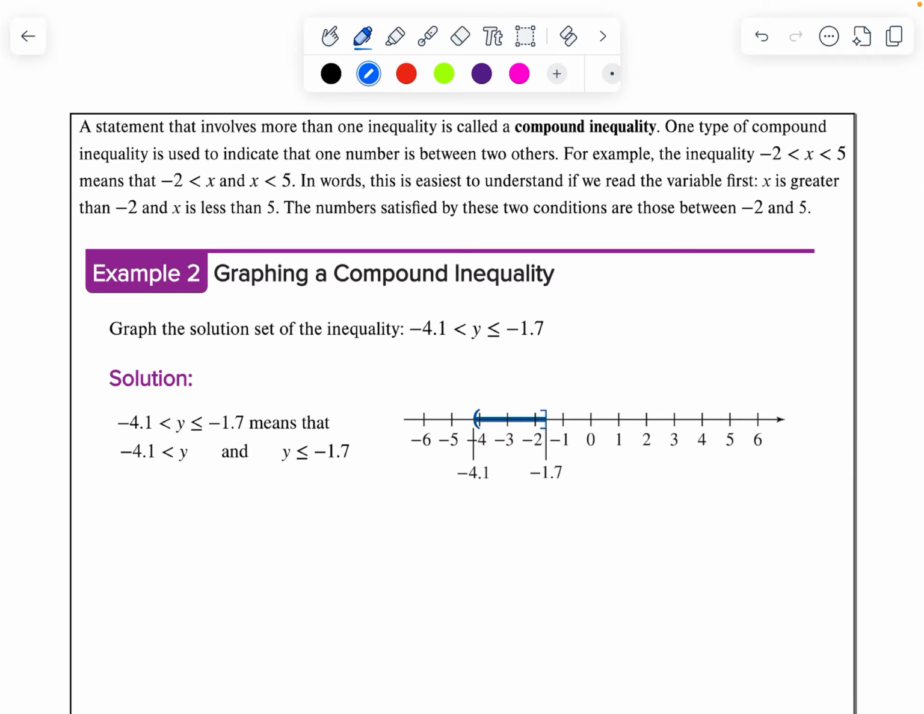If you have a variable in between two numbers, sandwiched between, then you're going to shade between those numbers. So here, y being between negative 4.1 and negative 1.7 means I'm going to shade between negative 4.1 and negative 1.7. Notice that they have different symbols. The negative 4.1 was strictly a less than sign, so it had a parentheses. The 1.7 has the less than or equal to, and that means it needs the bracket. Whichever one it's closest to here is the distinction. So this one is closer to the less than, this one is closer to the less than or equal to.